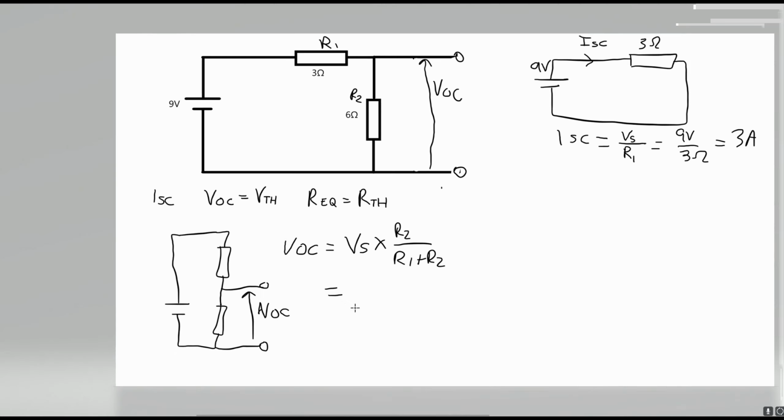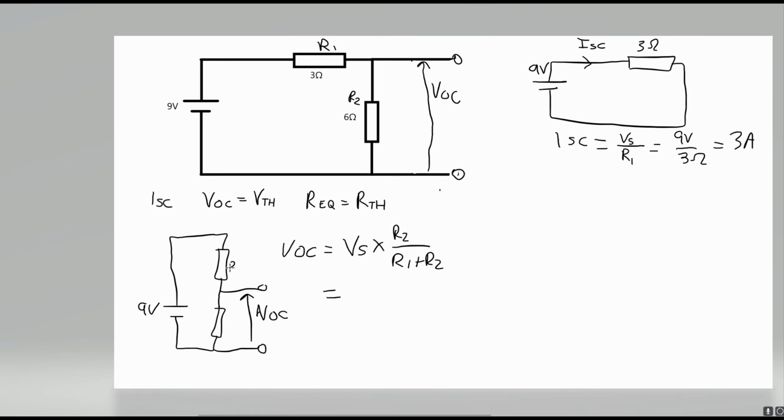So that's going to be 9 volts, R1 is 3 ohms. I forgot to do the values. There you go. It's going to be 9 volts times 6 over 3 plus 6. By observation you can see that it's going to be 9 times 6 over 9. Then these cancel out, so you're equal to 6 volts.